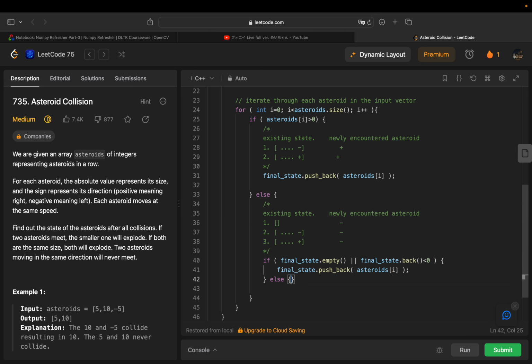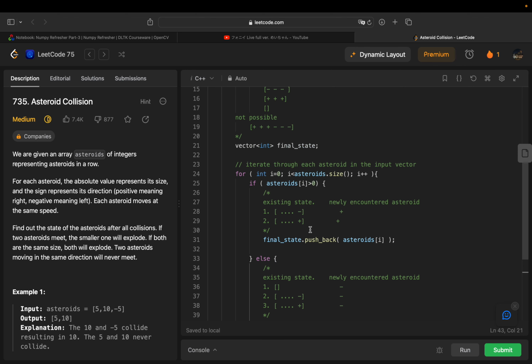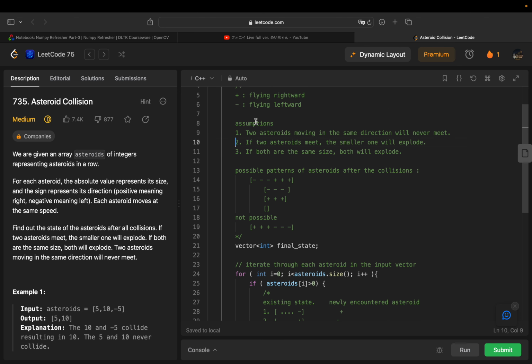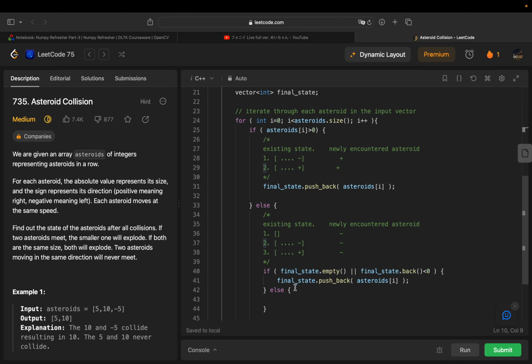On the other hand, if the last asteroid is flying rightward and the newly encountered asteroid is flying leftward, then we will compare based on assumptions 2 and 3. At least one of the meeting asteroids will explode based on these two assumptions.